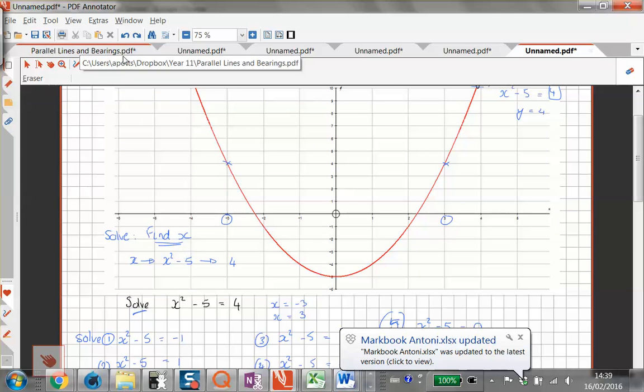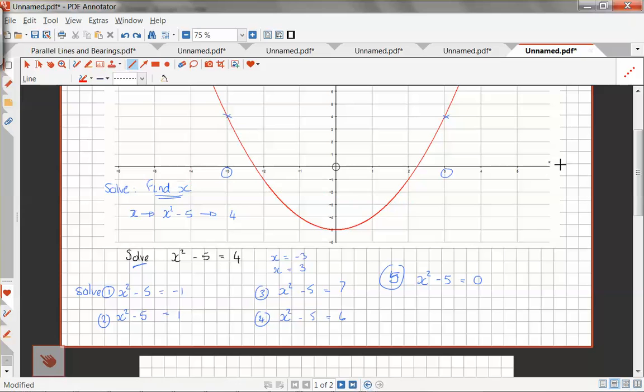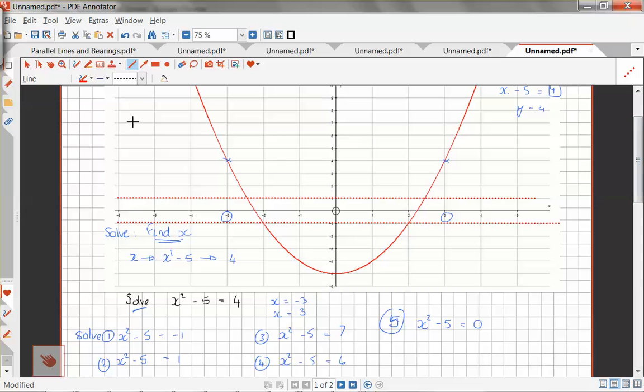Okay, so for these ones, for instance, for number 1, we want it equal to minus 1, so what you should have done is drawn a line through minus 1. The next one would be through 1, so I've drawn a line through 1. The next one would have been through 7, so if you've done this, good. The next one would have been through 6. Alright. Now the last one I'm not going to check yet, so let's just have a look at your answers.